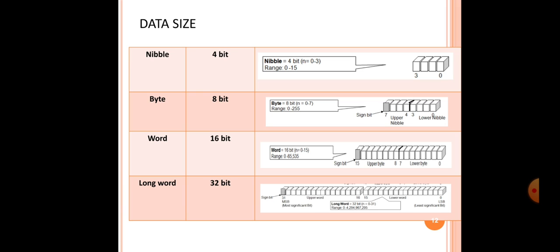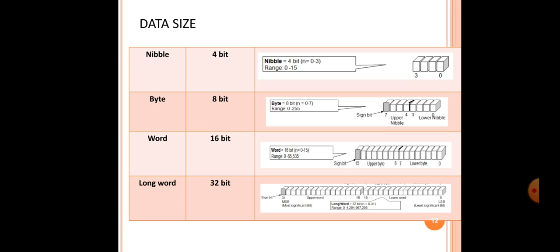Next after the byte there is the word. A 16-bit word has 16 different bits, so it has a range of 0 to 65,535. The next data size is the long word, which is 32-bit. Most of the time right now you have a 64-bit or 32-bit operating system, and the microprocessor is a 64-bit microprocessor. In the older 8086 days there were very small 8-bit or 4-bit microprocessors. Right now there are 64-bit microprocessors.